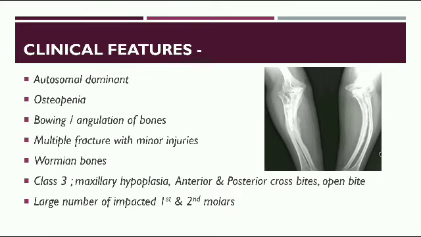Now we'll be starting with the clinical features. So this disease, osteogenesis imperfecta, is a disease of bone and joints, and it is autosomal dominant in nature. It is also called osteopenia. What will you see? You will see that because the bones are very fragile, they will show bowing, or there will be angulation of bones.